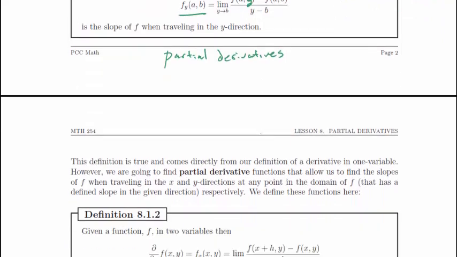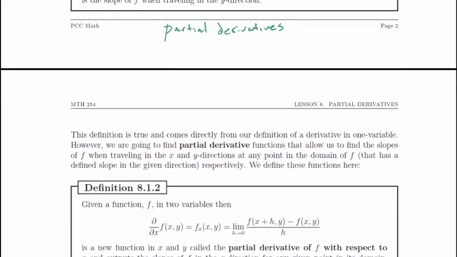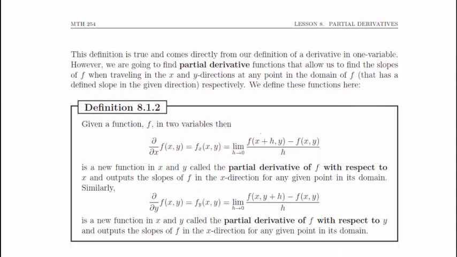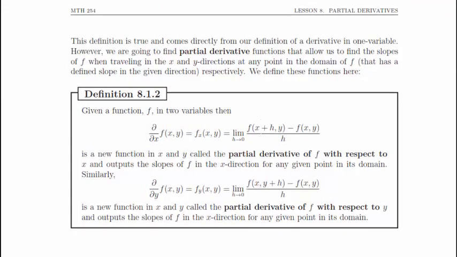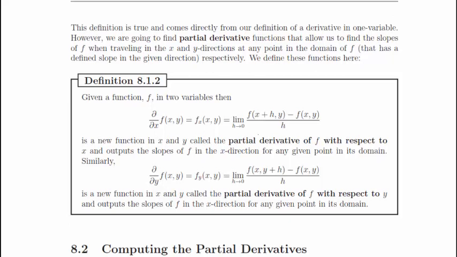And these allow us to find the slopes in the x and y directions. Instead of finding the slopes in the x and y directions, the partial derivatives at a single point, we're going to find the partial derivative functions and then plug in a point a comma b into that partial derivative function in order to find it. So we'll start with how we are going to define the partial derivative functions.